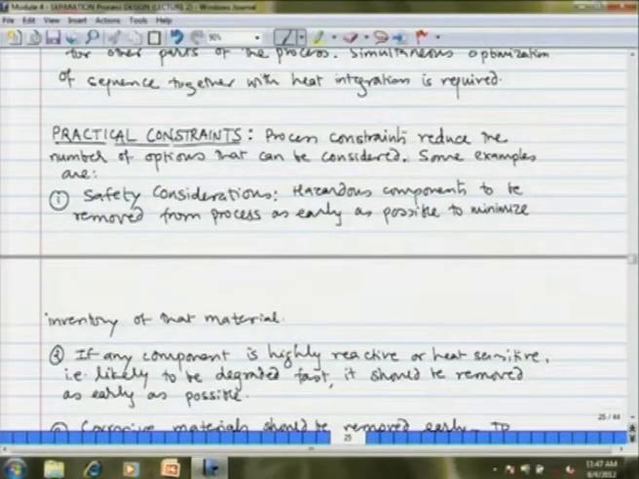There are some practical constraints. Although one sequence may look significantly better than another, there could be practical constraints. Now, what are these constraints? First is the safety consideration. Hazardous components are to be removed from the process as early as possible to minimize the inventory of that material. So, even if one particular sequence has higher energy integration possibility or least cost, if it has a hazardous component which stays in the process for a longer time, then you have a problem. So, you may have to go for another sequence which removes this component early.